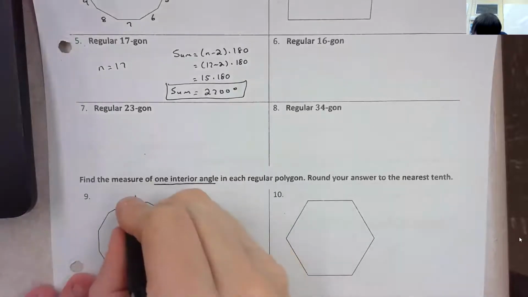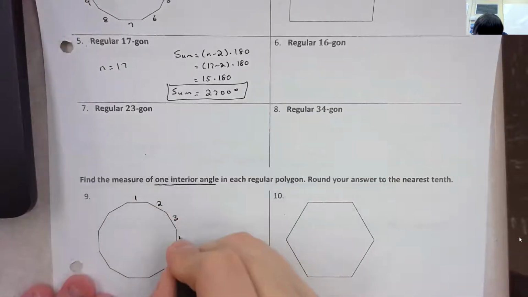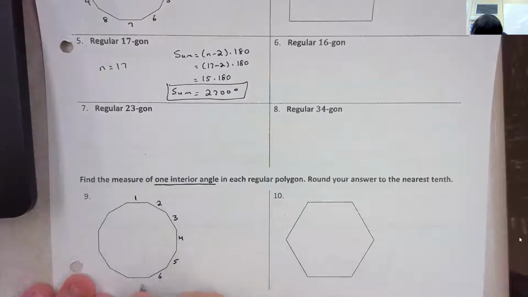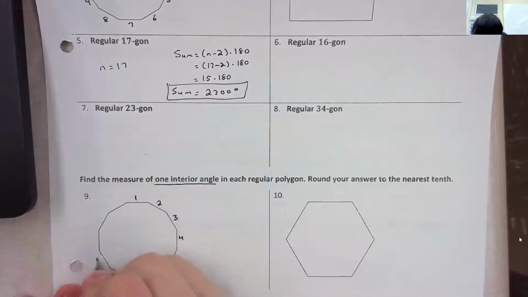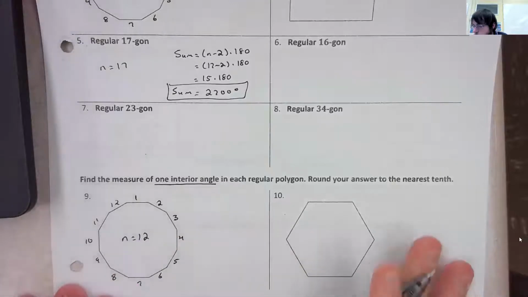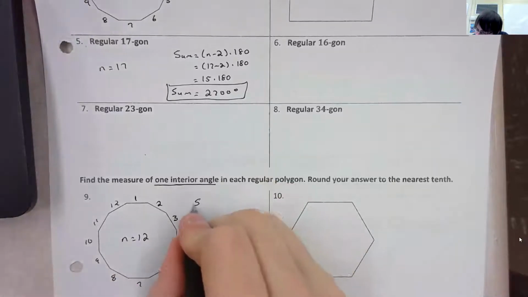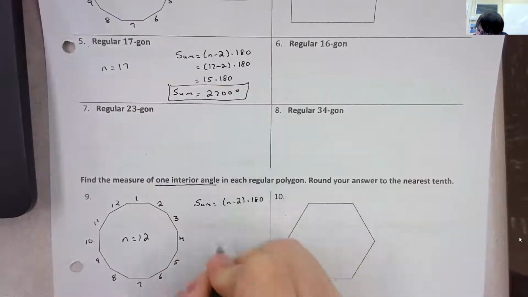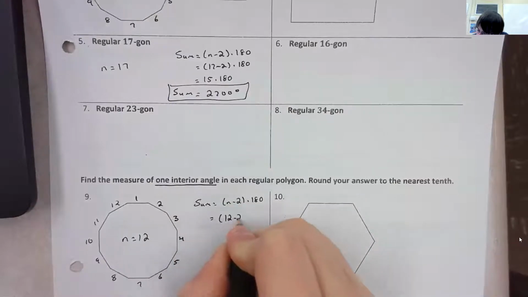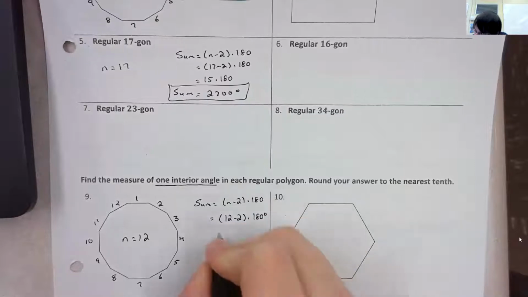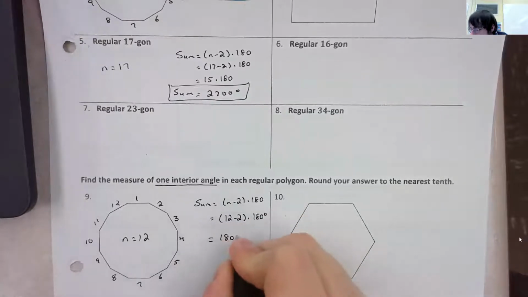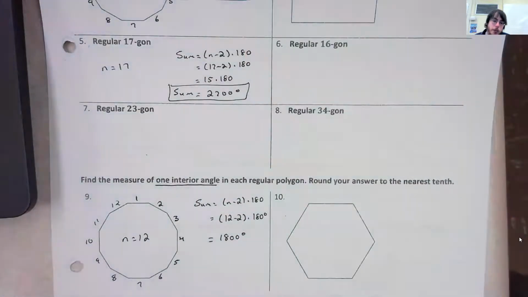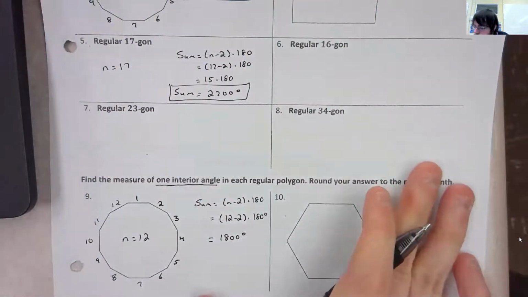So in our first one here, we have 1, 2, 3, 4, 5, 6, 7, 8, 9, 10, 11, 12 sides. That's our n value. So our sum is n minus 2 times 180. So we get 12 minus 2 times 180, and if you work that out, you get 1800. We worked it out in number 3 earlier.